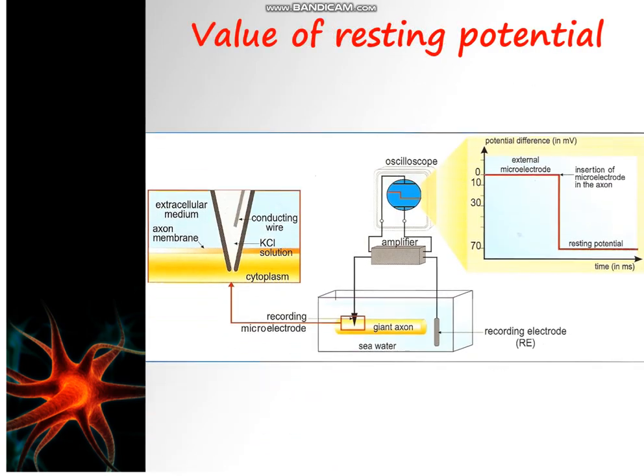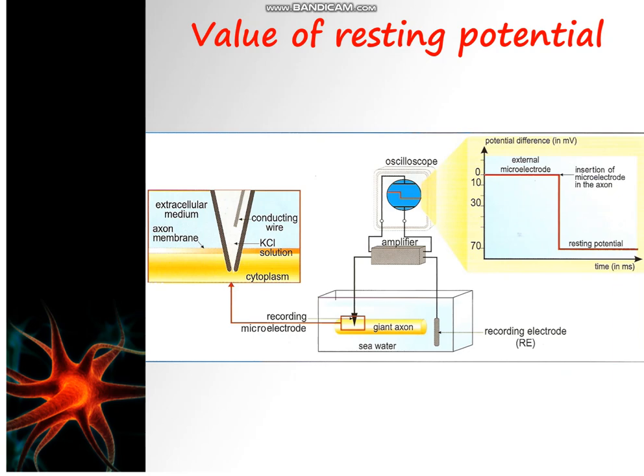First, we will determine the value of resting potential. We use an oscilloscope and a giant axon of a squid put in sea water. The microelectrode of the oscilloscope is inserted into the axon. The other electrode is kept outside the axon. The oscilloscope records a value of -70 millivolt, considered as resting potential of the neuron.